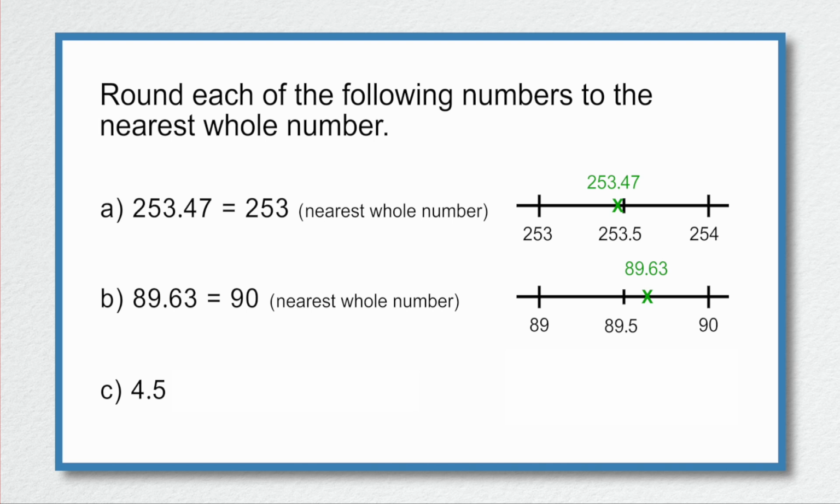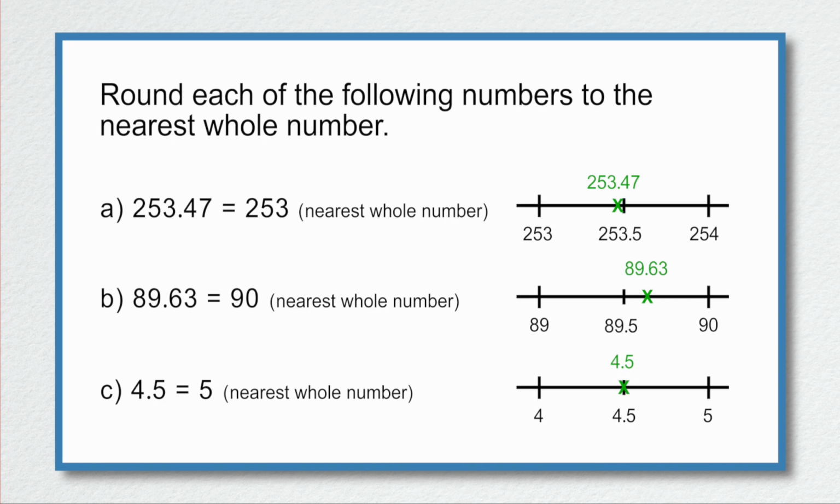And finally we have, round 4.5 to the nearest whole number. Here's the cut-off point. So do we keep this 4 the same or do we round it up to 5? We look at the first digit after the cut-off point, which is 5, and we therefore round the 4 up to 5. So 4.5 is 5 to the nearest whole number.